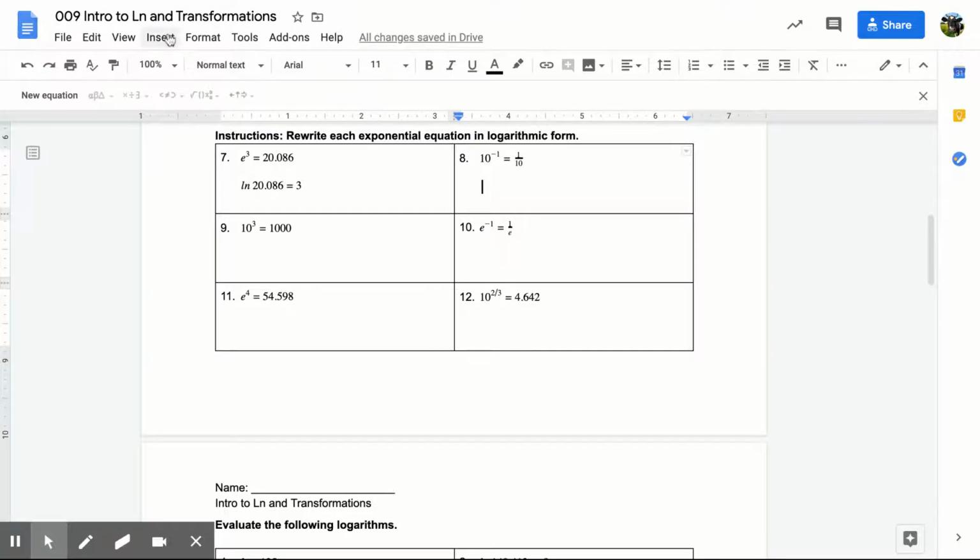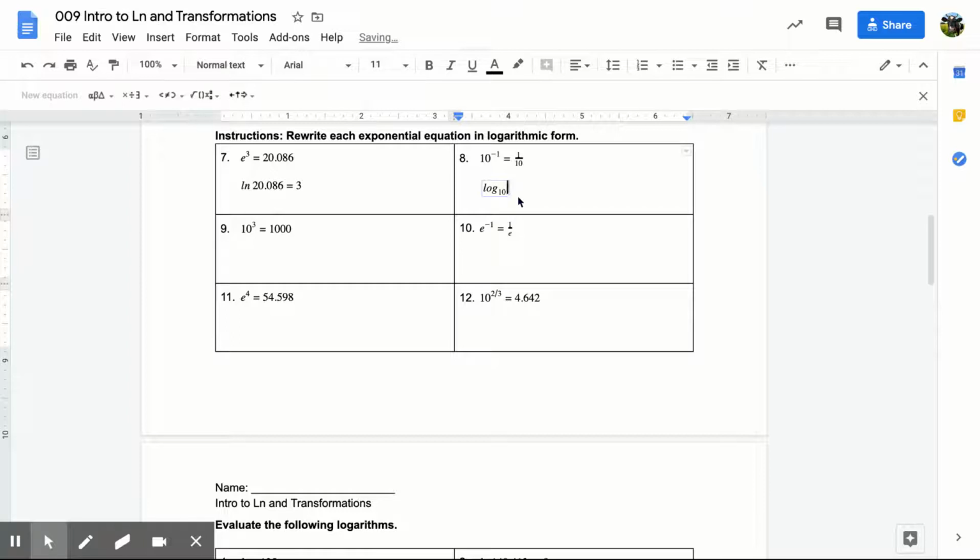So if I want to write this in logarithmic form, the first thing I do is I write log. My big numbers, the ones on opposite sides of the equal sign, are going to go together with the log. So log base 10 of 1/10 equals, and the exponent will go by itself. So -1 goes over here by itself.